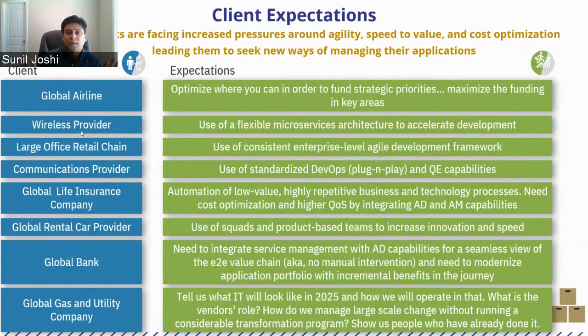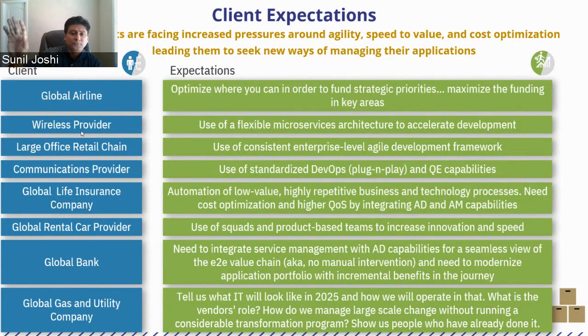These are all exemplars, by the way. These are examples of what I have seen personally, and I'm sure plenty of you in the audience would have seen as well, right? Think of, for example, a global airline, right? Optimize where you can in order to fund strategic priorities, maximize the funding in key areas. It's a very broad one.